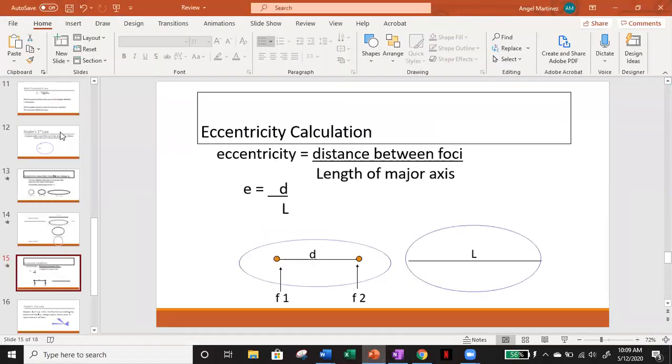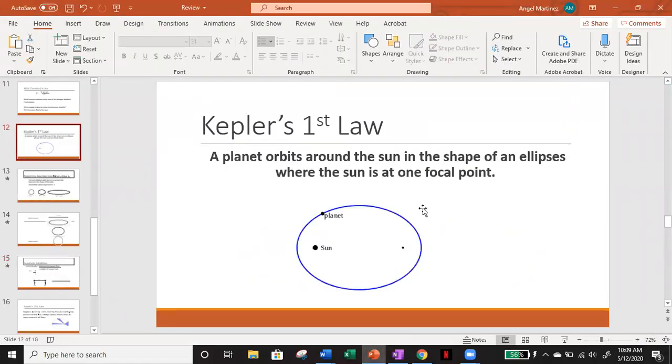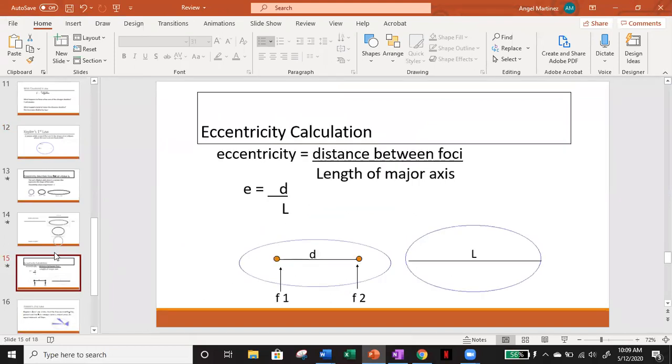So Kepler's first law just states that planets orbit in the shape of an ellipse, not a perfect circle, and by calculating eccentricity, you can see that. This one's the easiest one to remember.